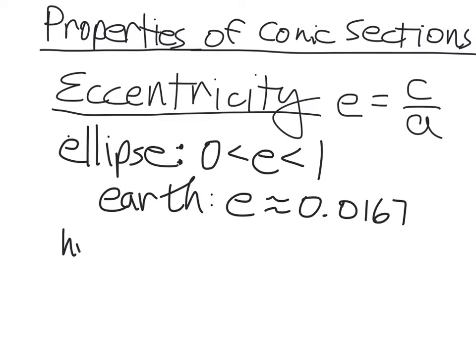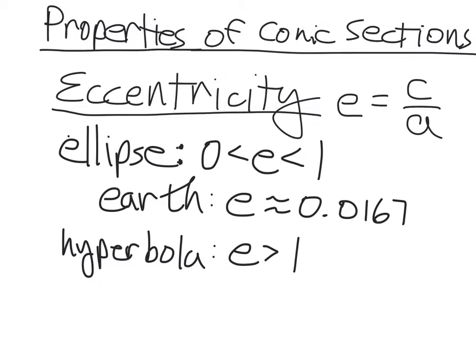Now with the hyperbola, again, the eccentricity is calculated C over A, but with a hyperbola, C is bigger than A. So eccentricity is going to be greater than 1 for a hyperbola. And I guess technically they have defined eccentricity of a parabola, but all parabolas have eccentricity of 1. So it's not real interesting to look at the eccentricity of a parabola. But this is one property of the conic sections.